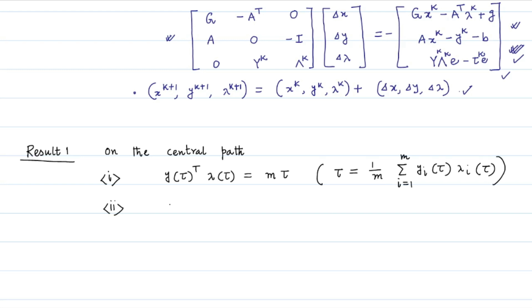And also, as tau decreases to 0, we can show that the primal objective function, or the objective function of the given quadratic programming problem, the objective function value will be decreasing in nature. As tau gets decreased to 0, the objective function value will slowly decrease and reach the optimum solution. So the objective function value on the central path slowly reaches the optimum solution when tau tends to 0.